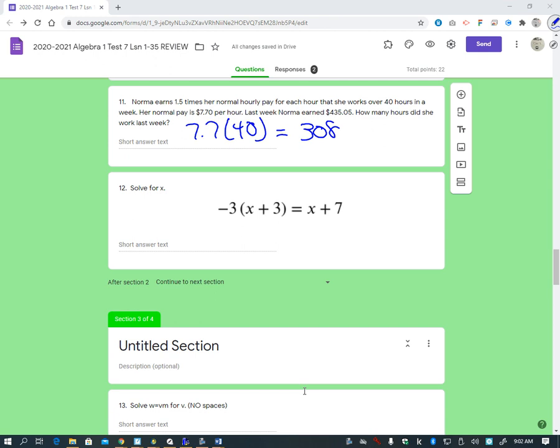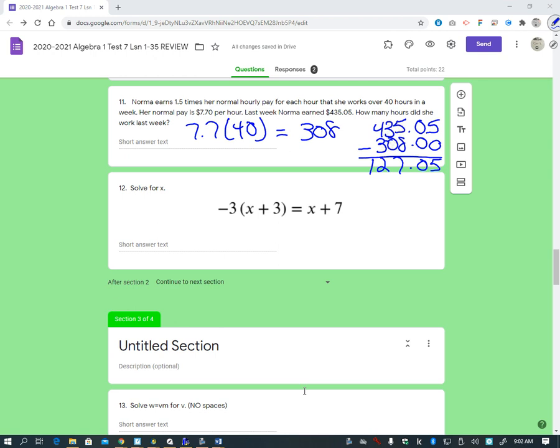What do I do with that 308? Subtract it from what? So we're going to take 435.05 and we're going to subtract 308. What's that going to tell me? No, it's not going to tell me anything about hours. What's it going to tell me? How much money she made overtime, right? Or over the 40 hours, okay? 435 minus 308 is $127.05, okay? So she made $127.05 over what she normally makes, right, or would make.